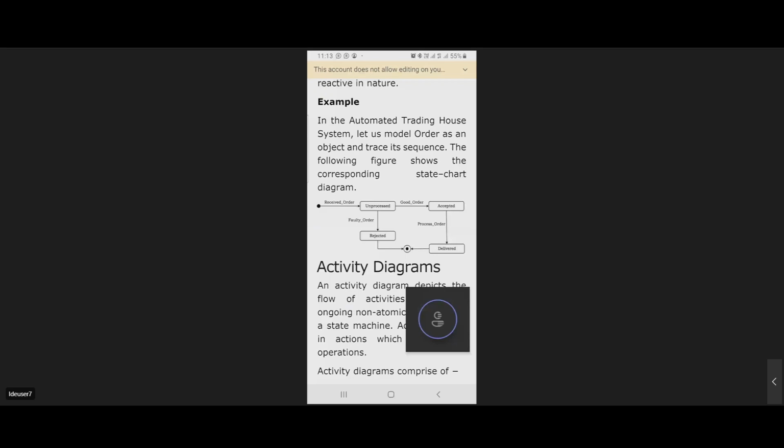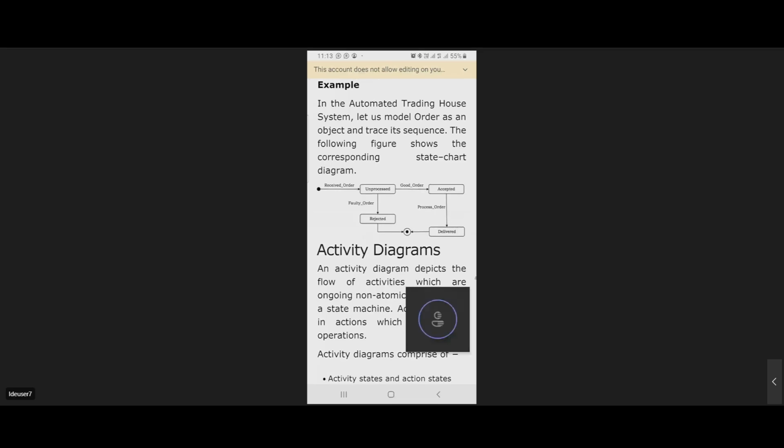Unprocessed, whether it's a good order or a quality order. So this is what the diagram shows, the state transition diagram. If a processed order, it means delivered, or if it is rejected, again it goes on.